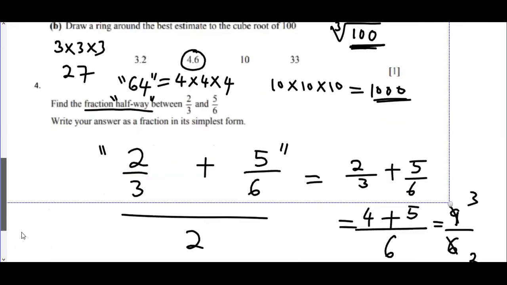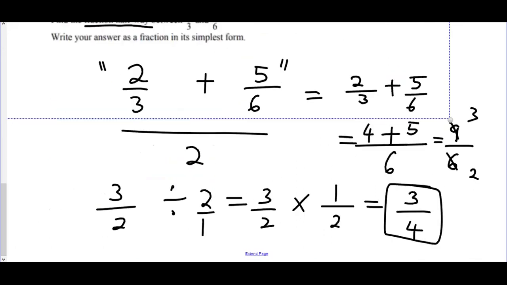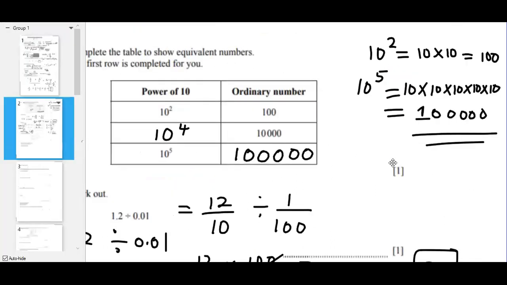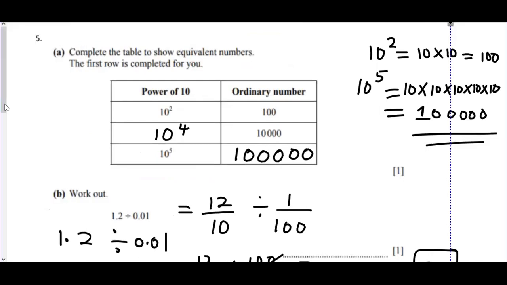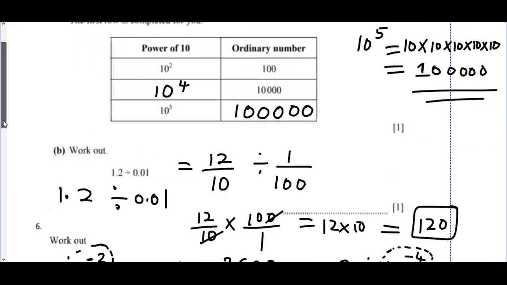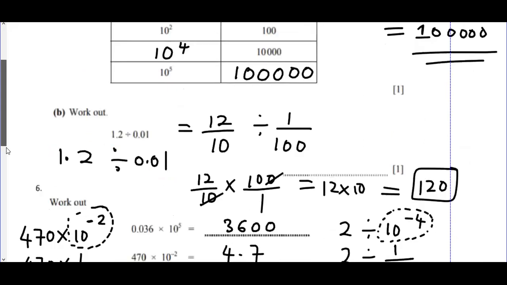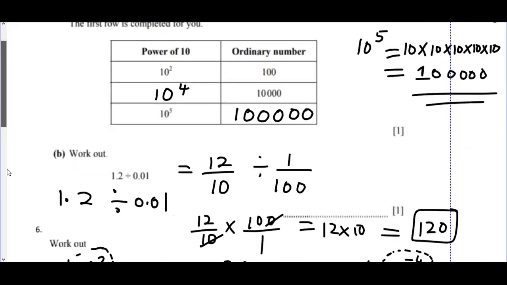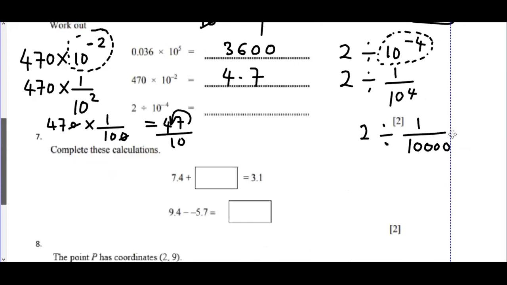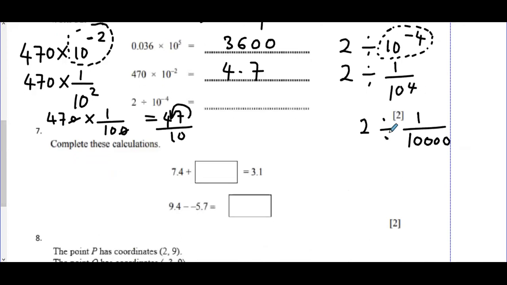Okay. All right, so the silly mistake has been corrected. So let us proceed. So 10 power 5 will have 100,000 and not 10,000. Okay. Keep going. So we have this. All right. So let us proceed from here.